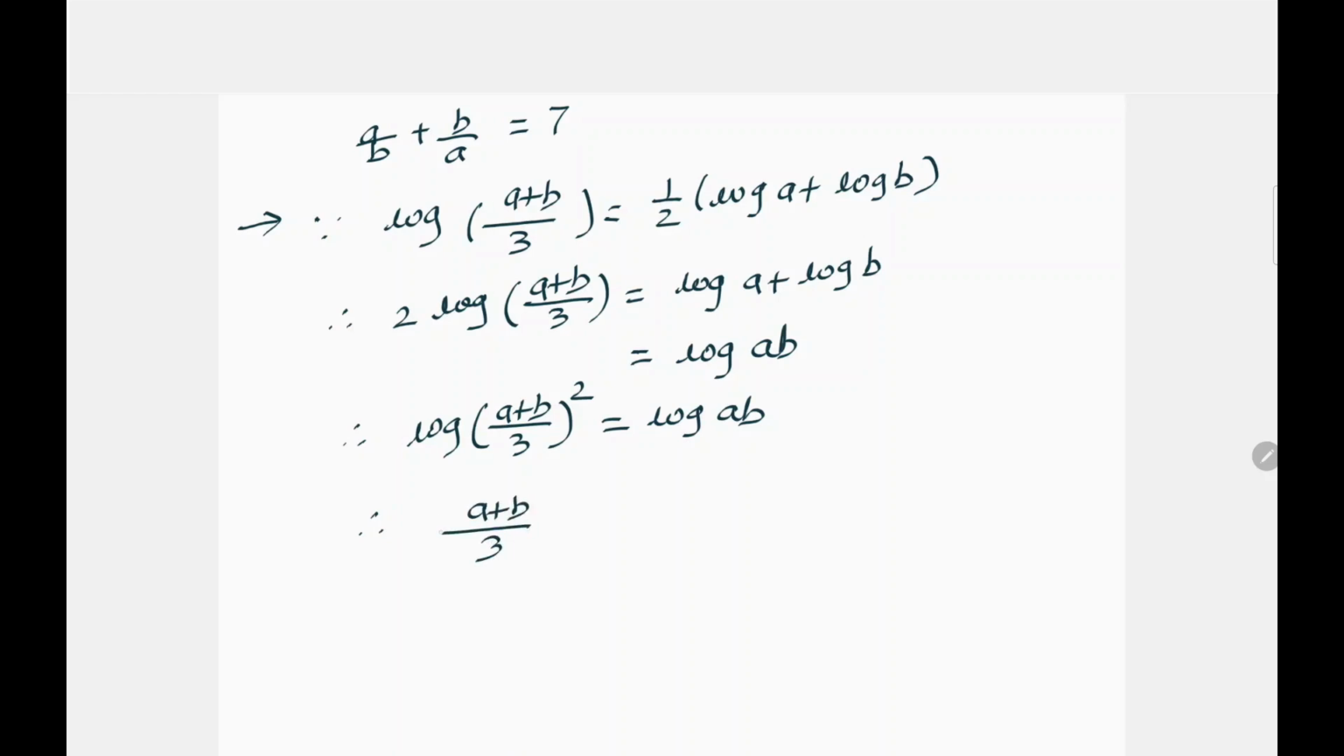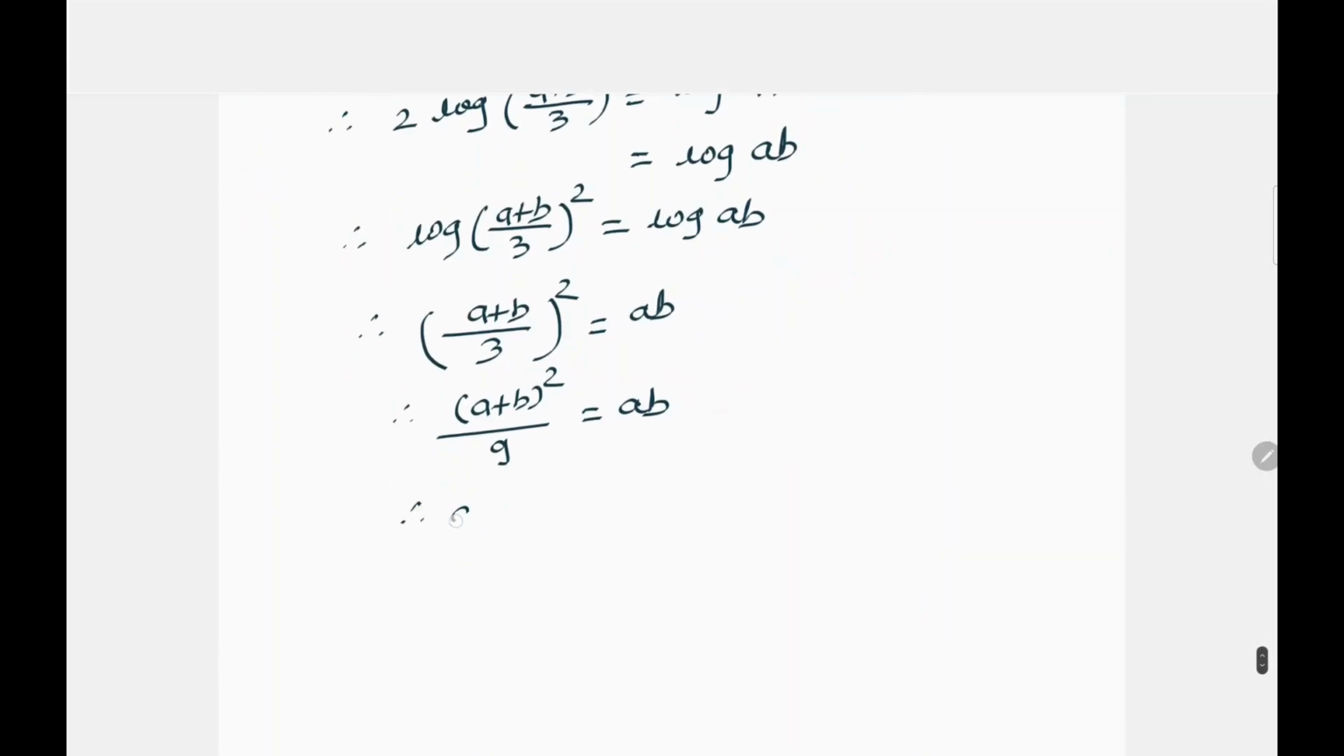So we get A plus B upon 3 whole square is equal to AB. It means A plus B the whole square upon 9 is equal to AB. Take 9 on RHS. So here A square plus 2AB plus B square is equal to 9AB. Take 2AB to the RHS. So A square plus B square is equal to 7AB. So we have proved the first part. Now we want to show that A upon B plus B upon A is equal to 7.